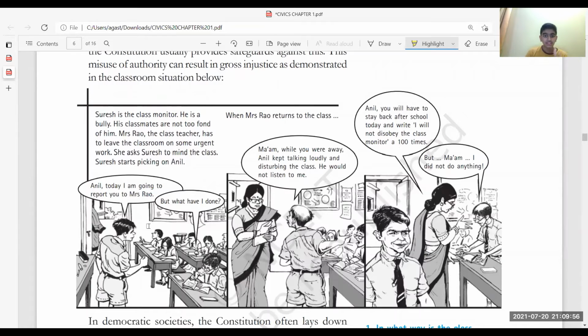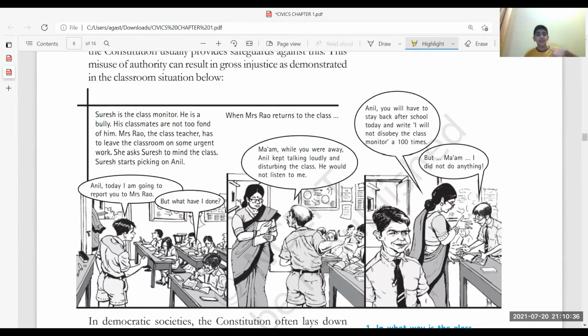Actually, what happened is that there was a leader called Suresh. The teacher believed him. The teacher assigned him as class monitor, and she asked him to monitor the class. Simple, and he was a bully. He used to bully people. So what happened is that once, when ma'am came into the class, he told her that Anil was talking loudly and disturbing the class.